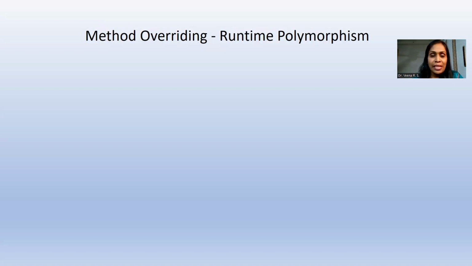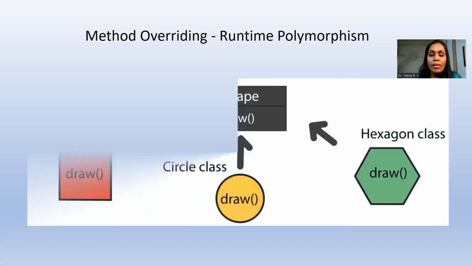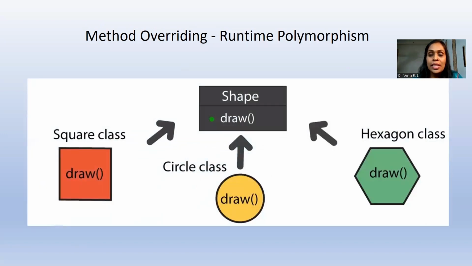So after knowing what is inheritance and polymorphism, I'll also tell you that runtime polymorphism, that is method overriding, is something like this. Suppose you have a class called shape, and there is a method called draw. So draw is a method which is defined in the class shape. Now we say that shape is acting as a superclass. That means there is inheritance between shape and other classes. Other classes are acting as subclasses, that is square class, circle class, and hexagon class. All these three classes are inherited from the shape class.